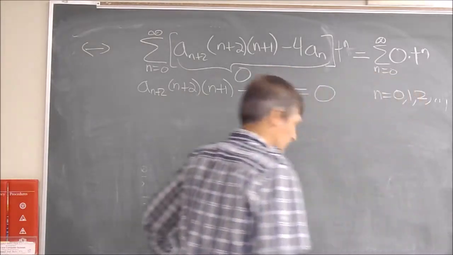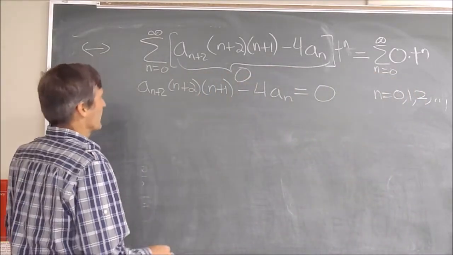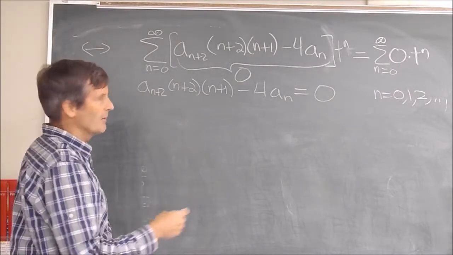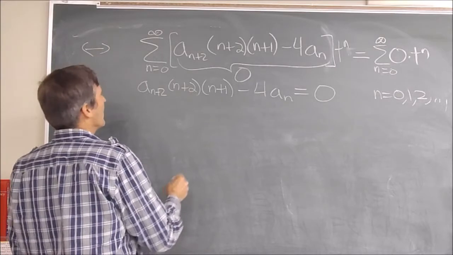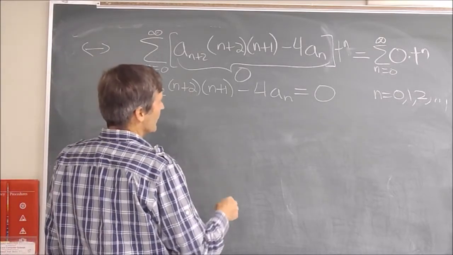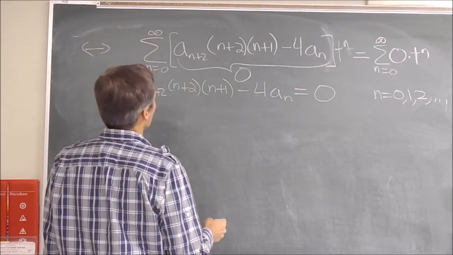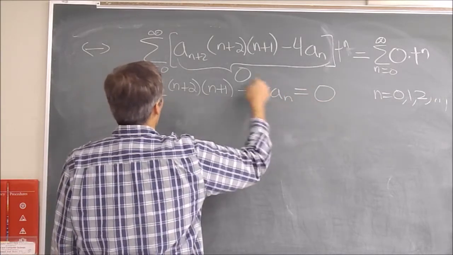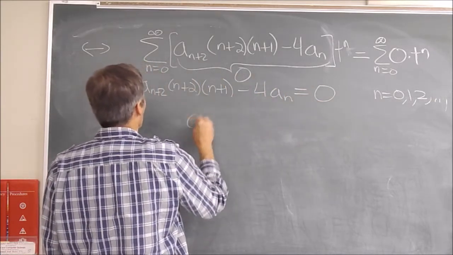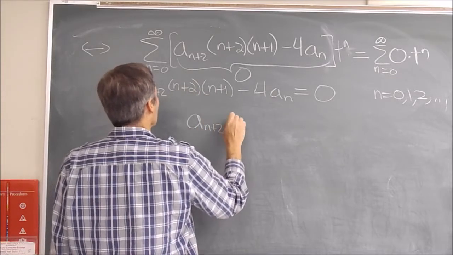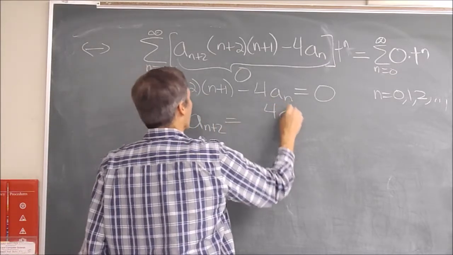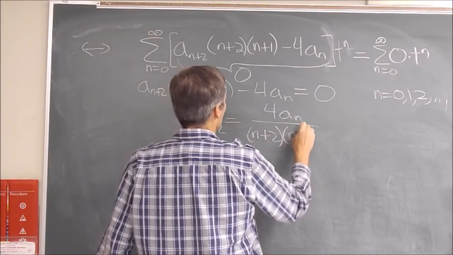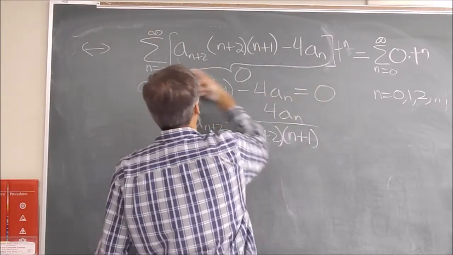Now what we can do is inductively figure out what these a(n)s are. That is, we see a pattern going and deduce from the pattern what the formula is. So we'll rewrite this by adding 4a(n) to each side and dividing by (n plus 2)(n plus 1), so that a(n plus 2) is equal to 4a(n) over (n plus 2)(n plus 1). Just algebra, right? Add this over and divide by this.